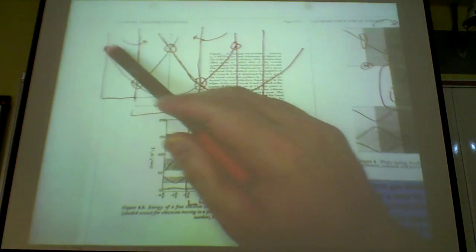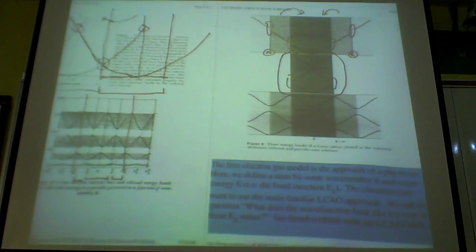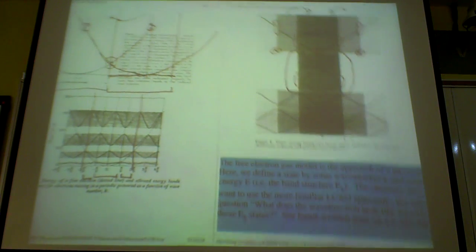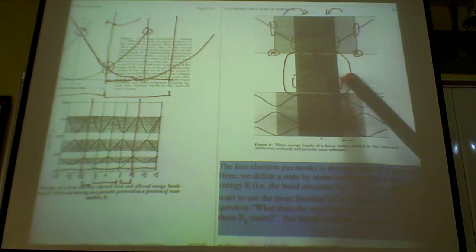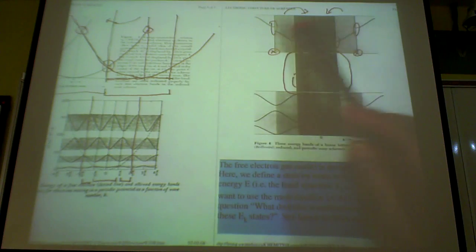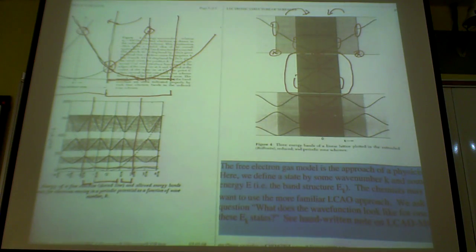You get this parabola in the free energy case. In the case of periodic functions, you have the parabola plus gaps, right? So introduce gaps like this. In the case of periodic functions, you start to modify your k and your energy band like this.